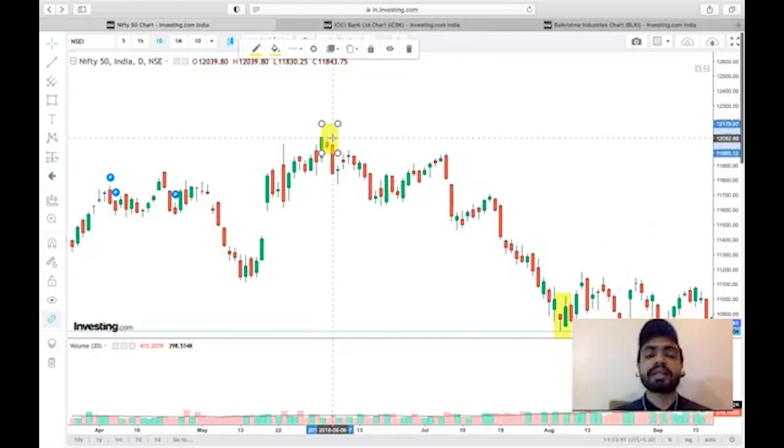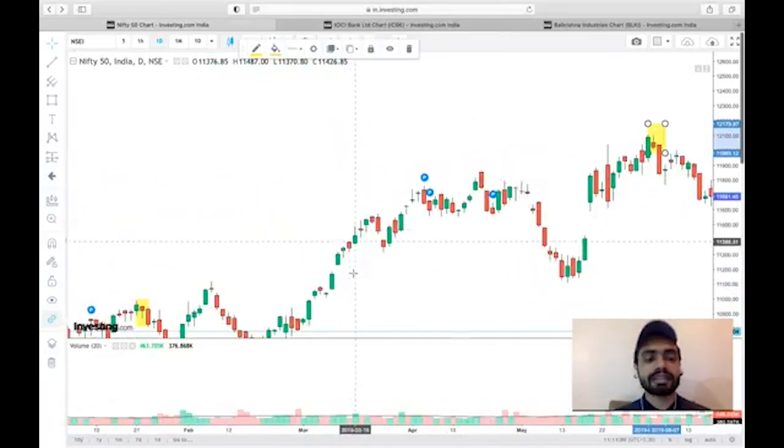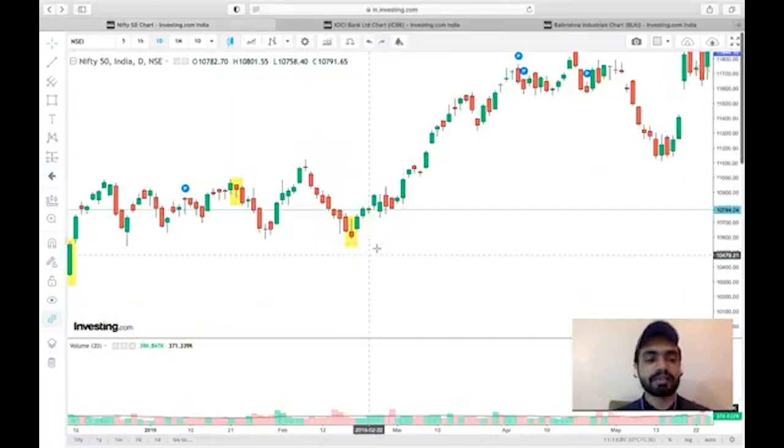The third criteria is that on the day of the confirmation, there should be sellers in the market. That is also getting fulfilled. And finally, the fourth criteria, your volume on the day of the confirmation as well as the pattern should be high. And from there, what has happened? The prices have started falling down. All right, so these were a few examples from Nifty. There are a couple more.